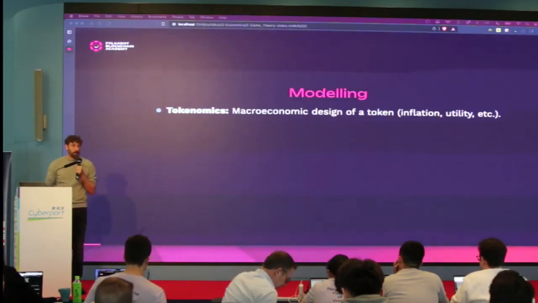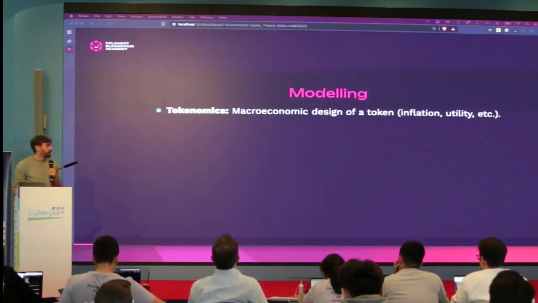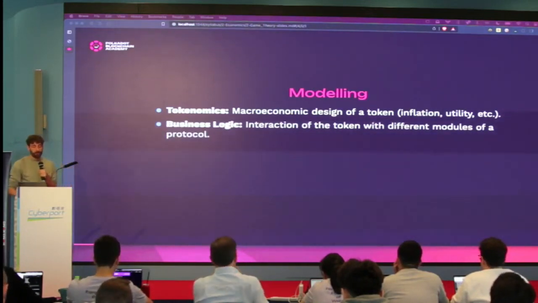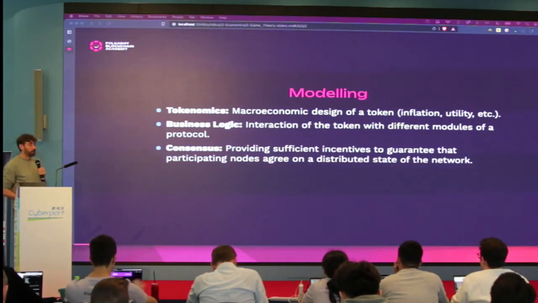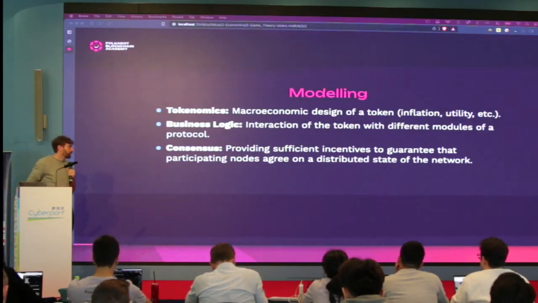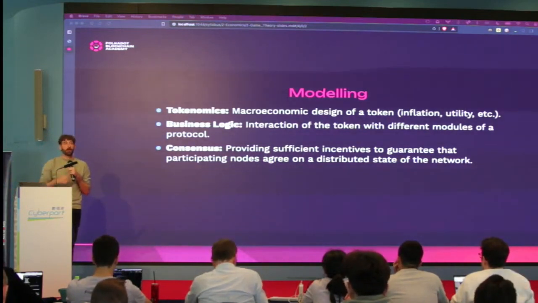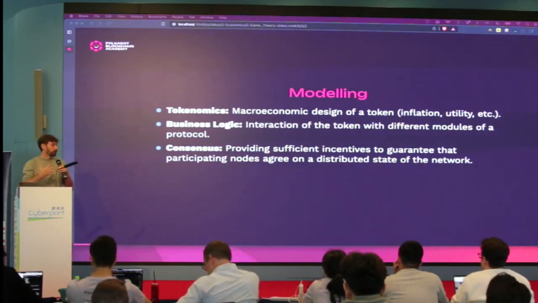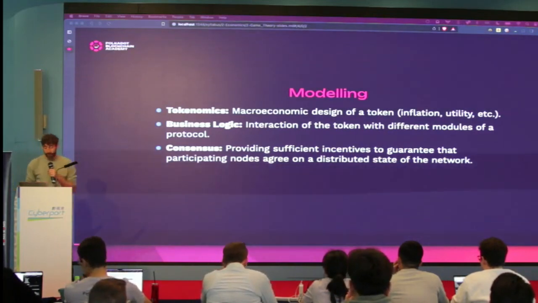So on the one hand, it can be used for modeling, of course. It can be used for the macroeconomic design of a token: inflation, utility, and so on. But also for the business logic, so how the interaction of, for example, a token with different modules of the protocol works. And in consensus, of course, that is a very important part, where it provides sufficient incentives to guarantee that participating nodes agree on a distributed state of the network. And this is basically what I was referring to at the beginning of last lesson, where I said that cryptography is only one part of it. It shows you how something can be secured, but it's not really showing you whether people are actually using the right processes.